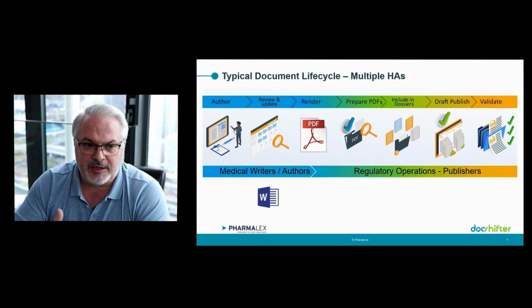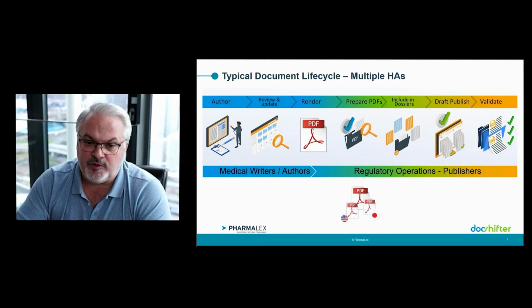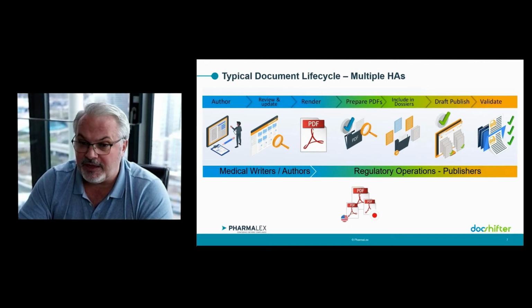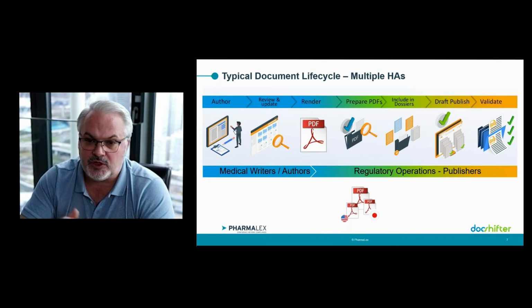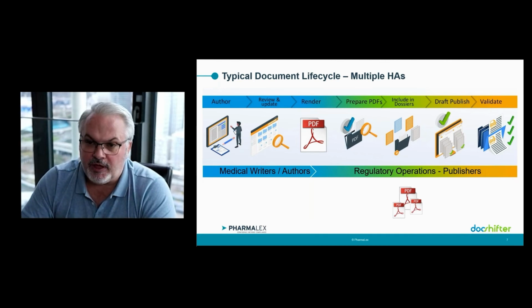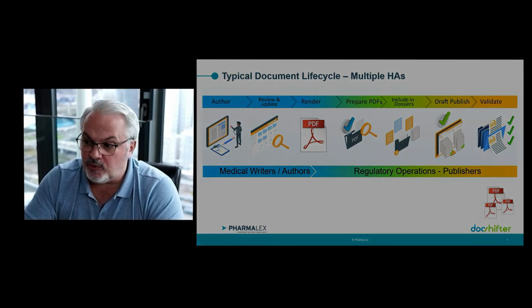So again, the beginning steps are similar, the author reviewing, updating in Word, getting converted into PDF. But that PDF then has to be prepared for potentially multiple health authorities with slightly different technical requirements on the PDF. They may be 90% the same. There are typically some variances between different health authorities as well. So you have to prepare multiple PDFs, even though the source document is the same. Those multiple PDFs are then incorporated into your different submissions, draft published, validated, etc. as well. So obviously the problem becomes exponentially larger the more health authorities that are involved.